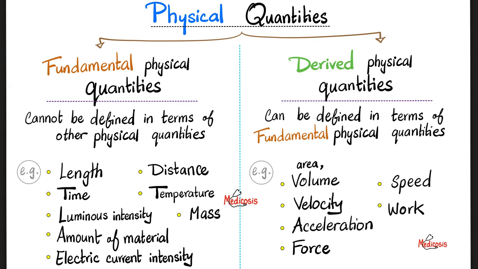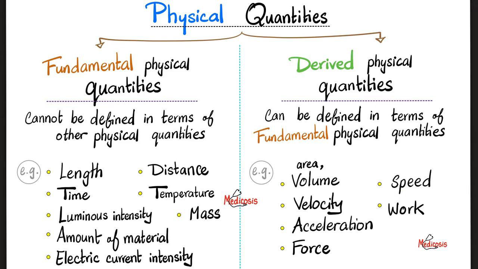What are the fundamental physical quantities? Length, time, luminous intensity, amount of material, electric current intensity, distance, temperature, mass. What are the derived physical quantities? Surface area. It is derived from length times width. How about volume? It is derived from length times width times height. Measuring unit, meters, square meters, cubic meters.